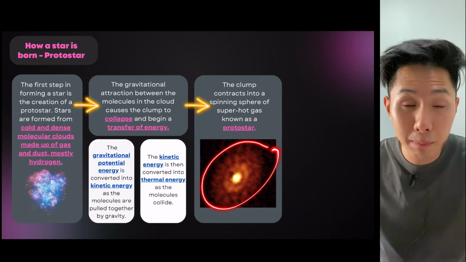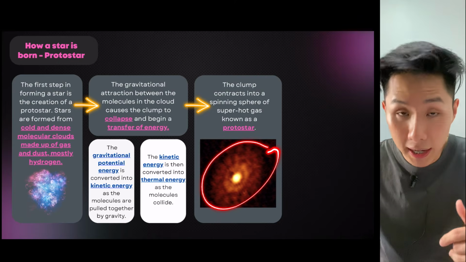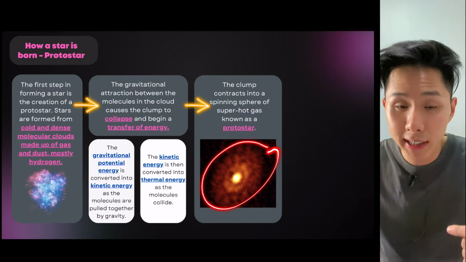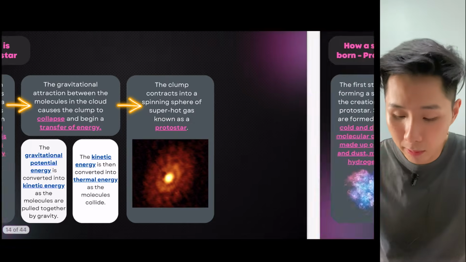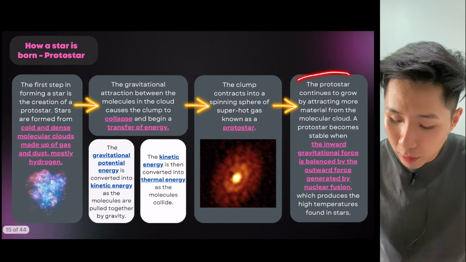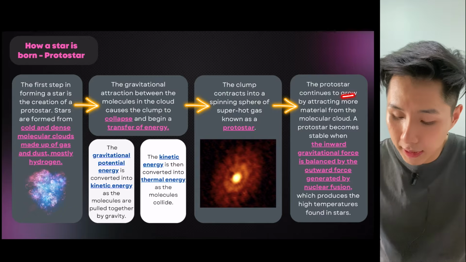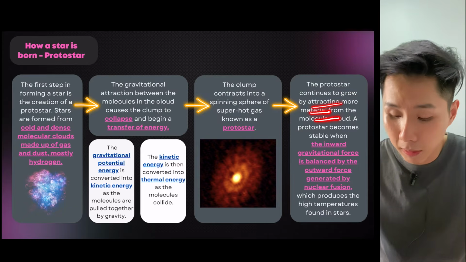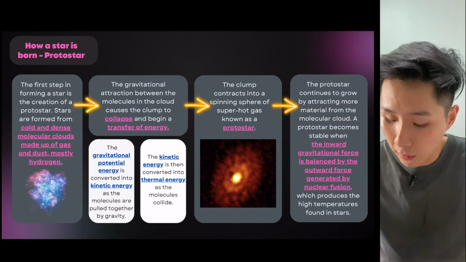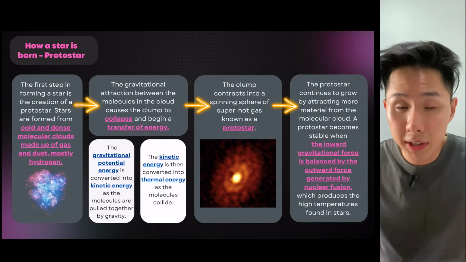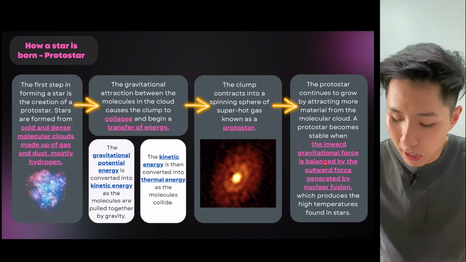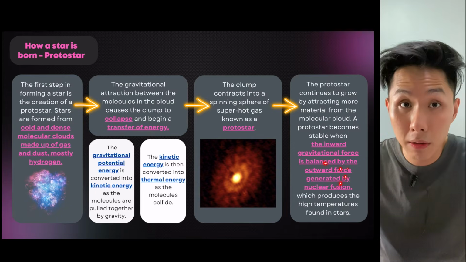Think of it as the baby star. It hasn't become a star yet. It's not a stable star yet, but it's called a protostar. The process is ongoing, and the protostar continues to grow by attracting more material from the molecular clouds. They're attracted by gravitational force. And then it becomes stable when the inward gravitational force is balanced by the outward force generated by nuclear fusion.